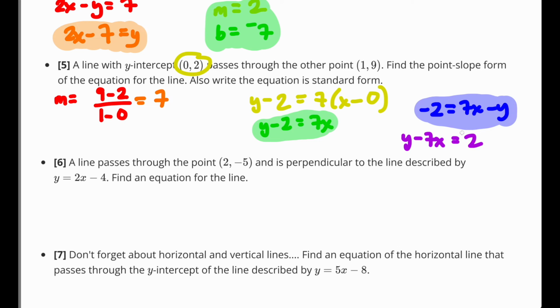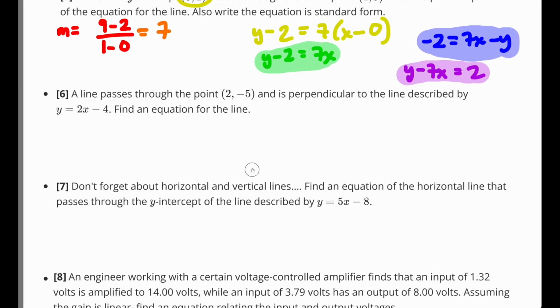And if you notice, it's just the exact opposite of the blue with the signs. Everything's the same, but the signs are different. The y is negative in the blue, but positive in the purple. The 7x is negative in the purple, and in the blue, it's positive, and then the 2 is negative in the blue, and in the purple, it's positive. So it just flips. Either one of those would be acceptable as an answer.